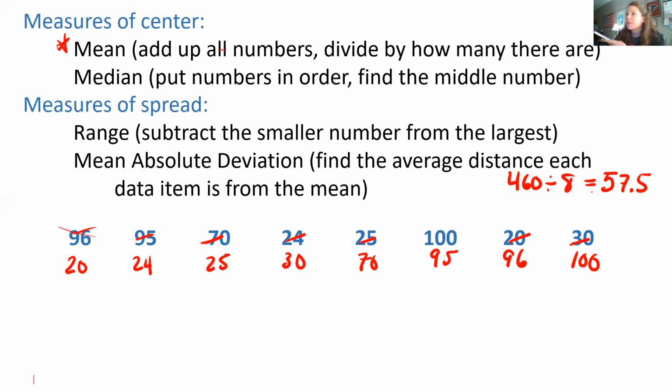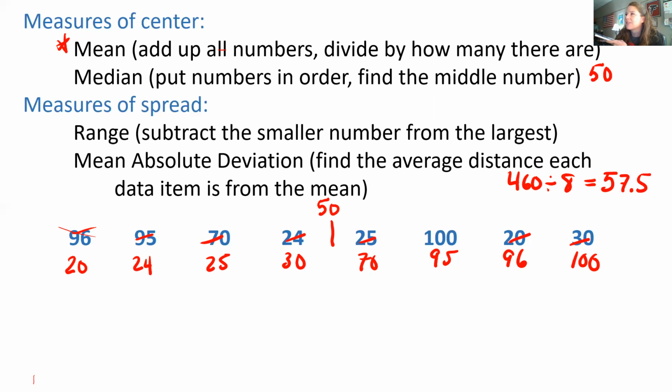57.5. All right, now the median, if there was an odd set of data, there would be exactly one middle number. But since there's an even set, we actually have 2 numbers that are in the middle, so 30 and 70. So in this case, we would find the average of 30 and 70. So 30 plus 70 is 100, and 100 divided by 2 is 50. So the median is 50. And the mean is 57.5.